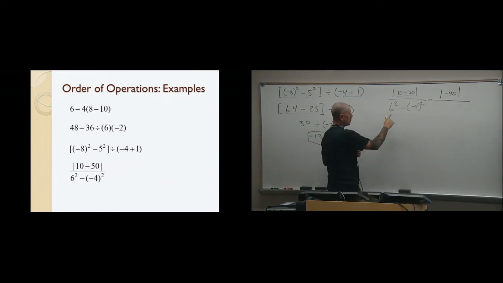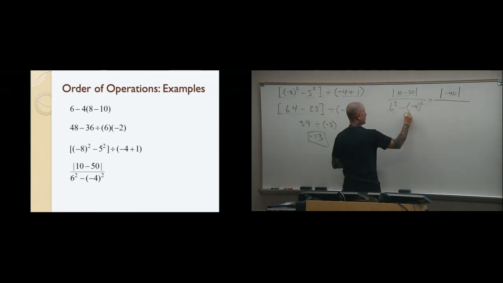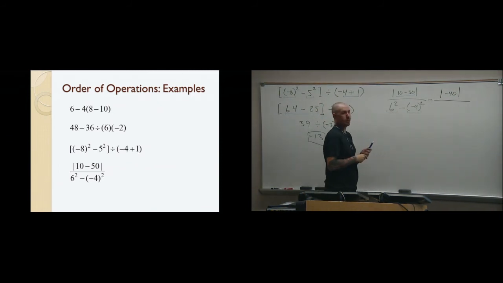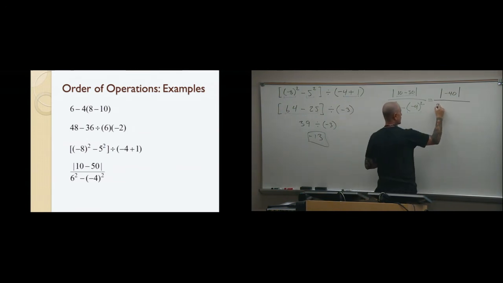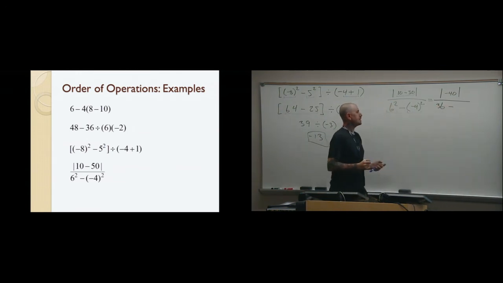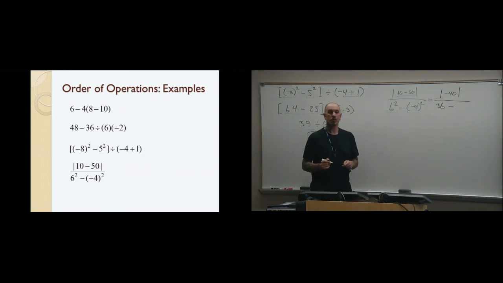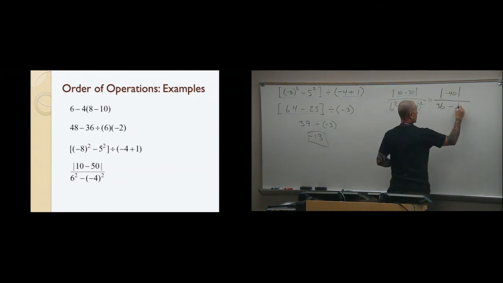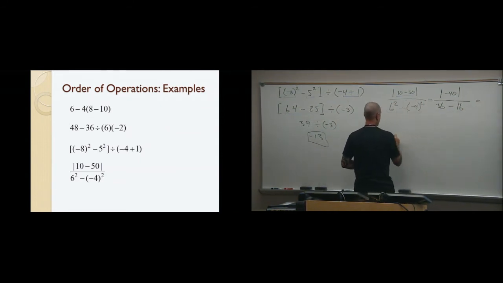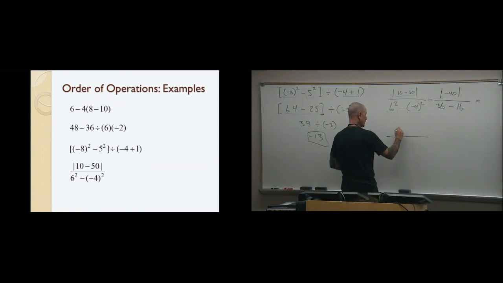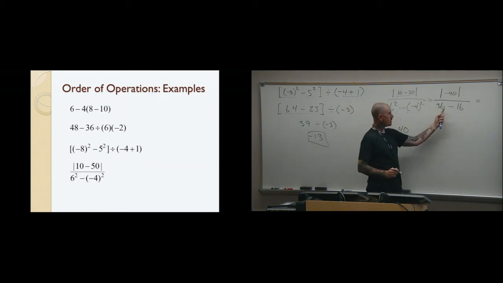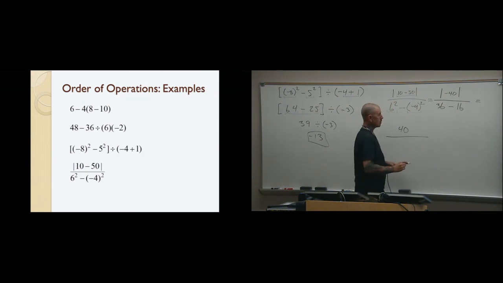On bottom, do I want to do my exponents first or my subtraction first? Exponents first. So 6 to the power of 2 gives me what? 36. Minus, now in parentheses, -4 to the power of 2 gives me 16. Now, I can go ahead and take the absolute value of -40, which is 40. And then 36 minus 16 gives me 20.